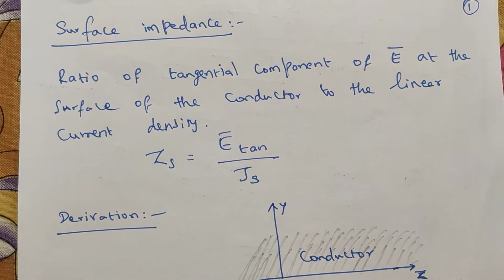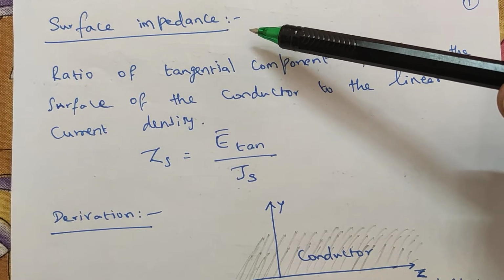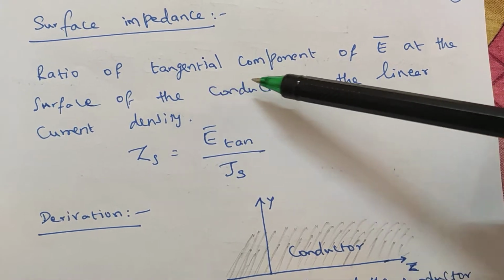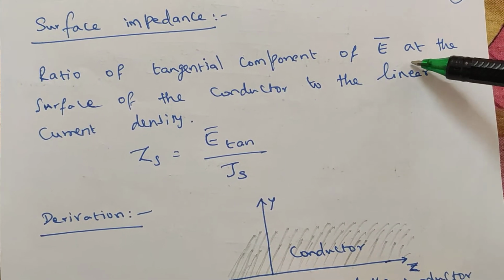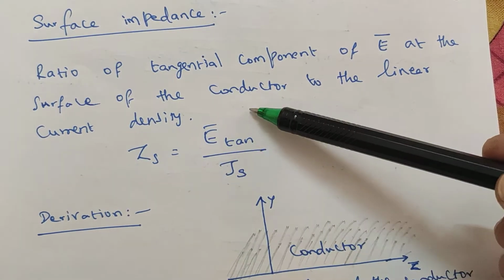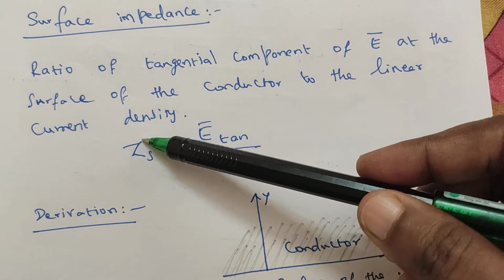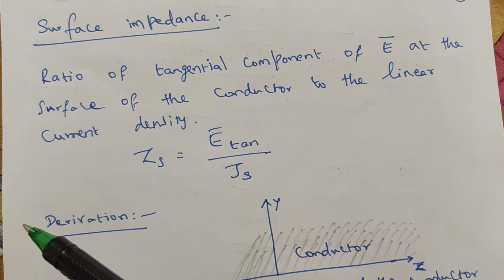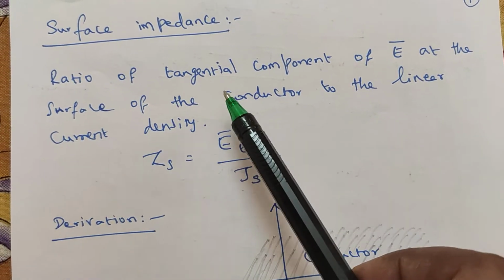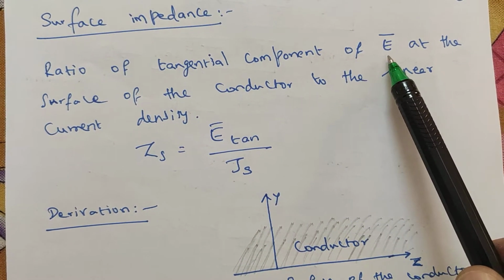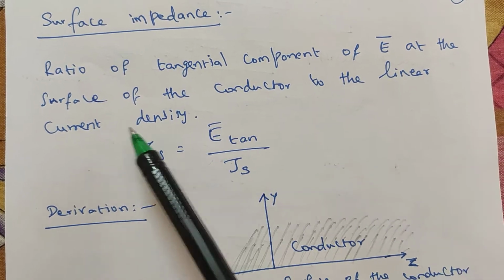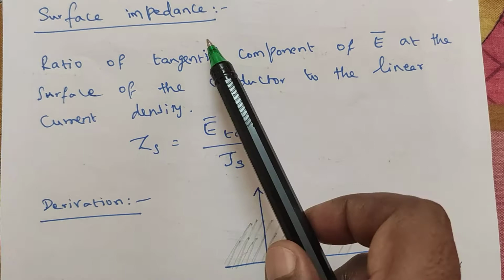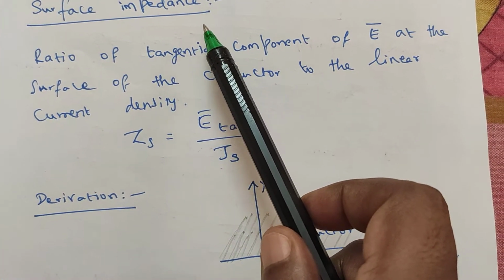So in this video we are going to discuss surface impedance. Surface impedance, the definition is the ratio of tangential component of electric field intensity at the surface of a conductor to the linear current density is called surface impedance. Let me repeat it. The ratio of tangential component of electric field intensity at the surface of a conductor to the linear current density is called surface impedance.